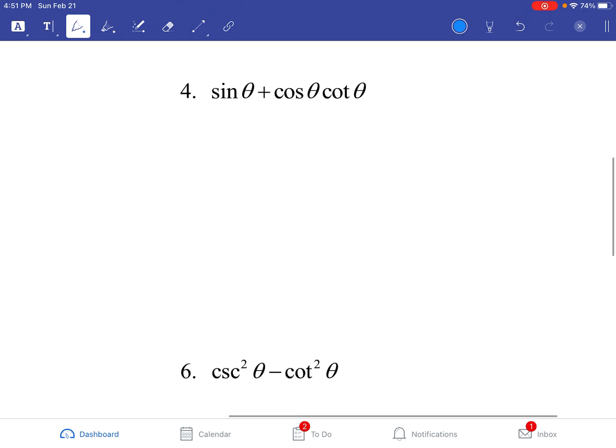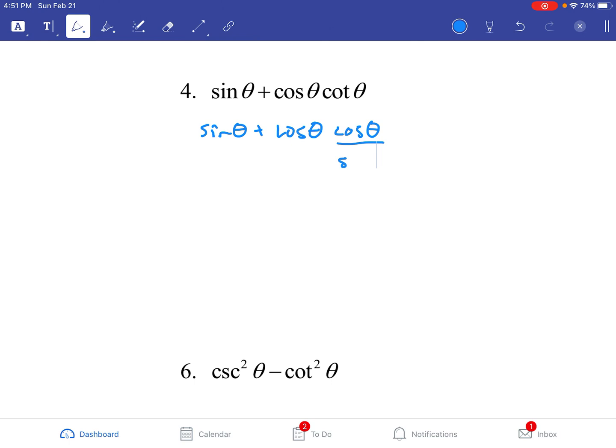Number 4. We have sine. Let's keep that the same. Plus cosine. Let's keep that the same. But cotangent is cosine over sine. On the right-hand side, if we multiply the cosine times cosine, we get cosine squared over sine plus sine.